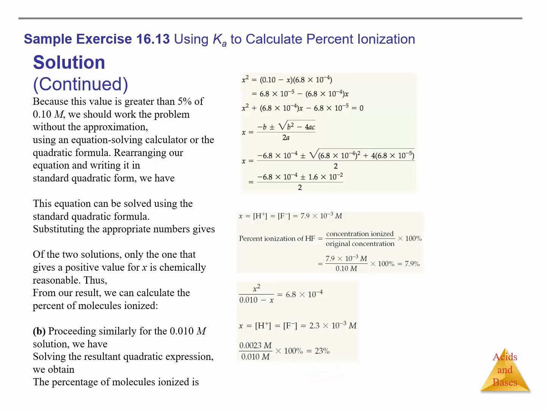So notice here that if we do not use the quadratic formula, we calculate 8.2% ionization for A and 26% ionization for B. Notice also that in diluting the solution by a factor of 10, the percentage of molecules ionized increases by a factor of 3. This result is in accord with what we saw in a previous figure.